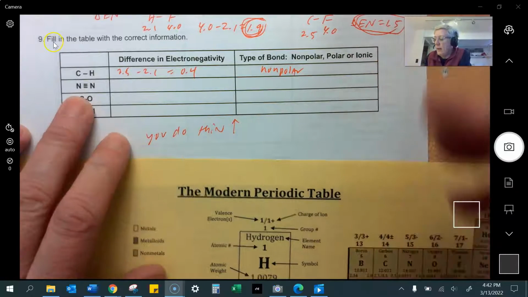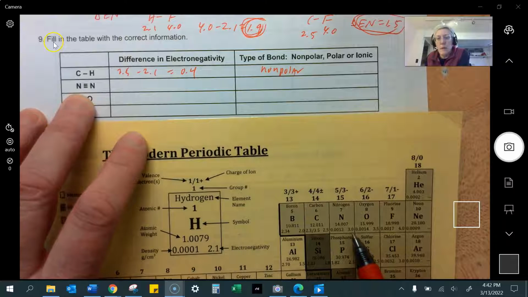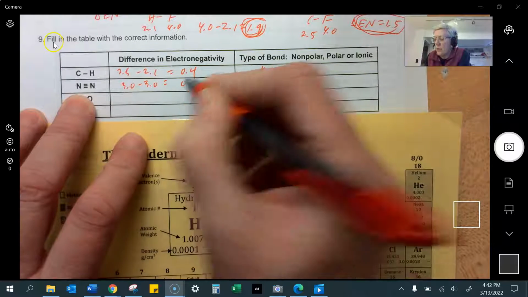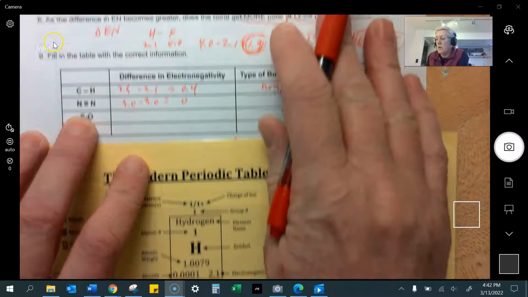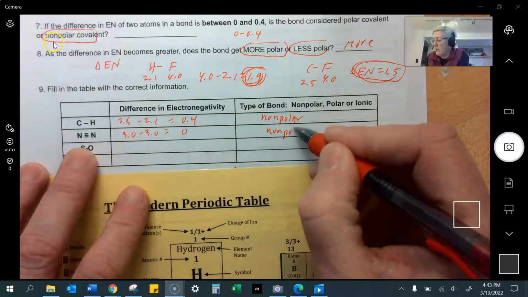All right, N triple bonded to N. Doesn't really matter what it is, but N is 3.0 minus 3.0 equals 0. So that difference falls in the 0 to 0.4 range. So that's another nonpolar bond.